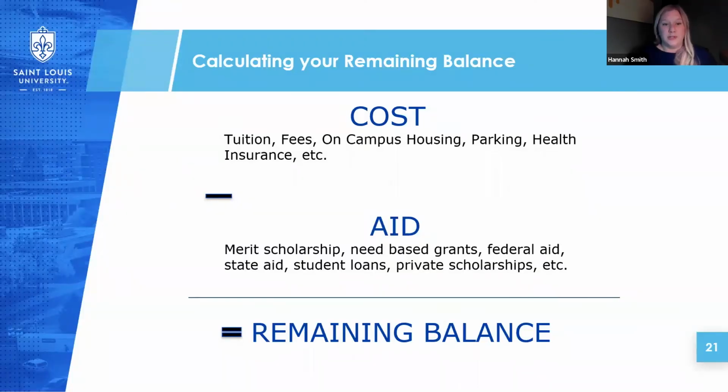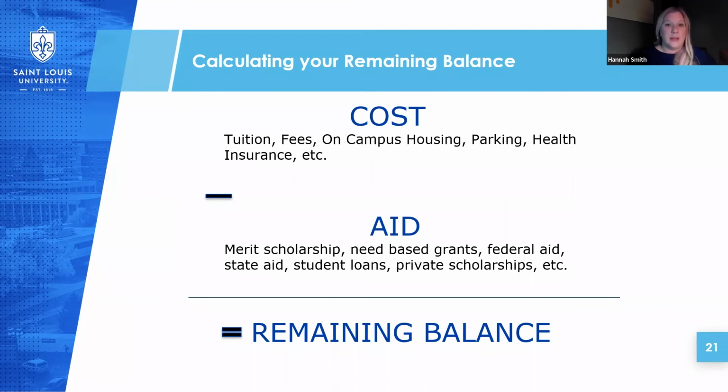So this might seem a little elementary, but this is essentially how we're calculating your remaining balance. We're taking all the costs associated with attending an institution, so things like tuition, mandatory fees, housing, meal plans if you're planning on living on campus, parking, health insurance, books and supplies, all the costs that would go into getting a college education, minus the aid that you've received from all sources. So that's scholarships, grants, loans, work opportunities, all of that type of aid, to get your remaining balance.